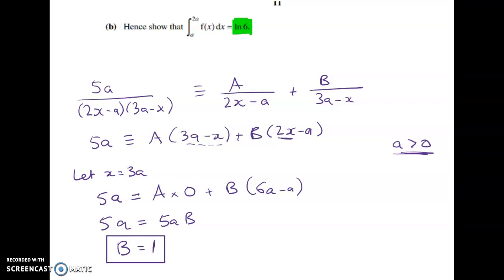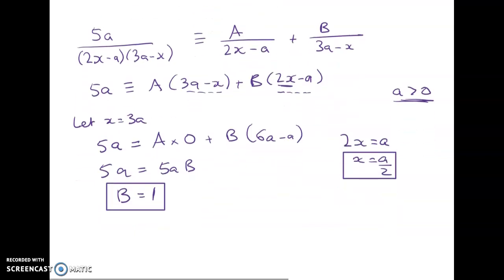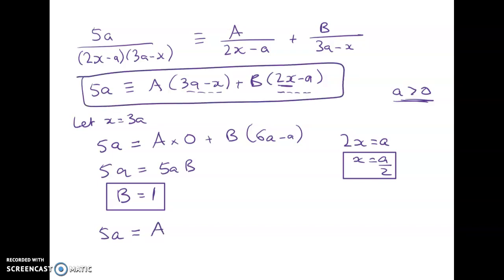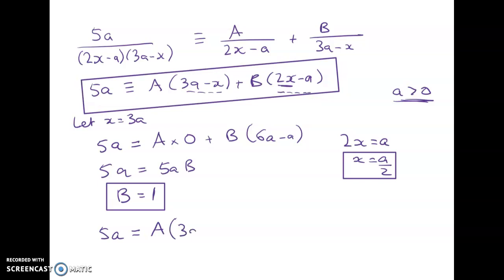And now we're going to do the same thing. So we need to zero out this term here, which means we need to make x one half of a. And if you can't see that straight away, this is what I've got to do here. So 2x equals a, so x is equal to a over 2. That's the next substitution. So this time, 5a is equal to a times (3a minus half a) plus B times (2a over 2 minus a). So that's a 0. So 5a is equal to 5 over 2 little a times A.